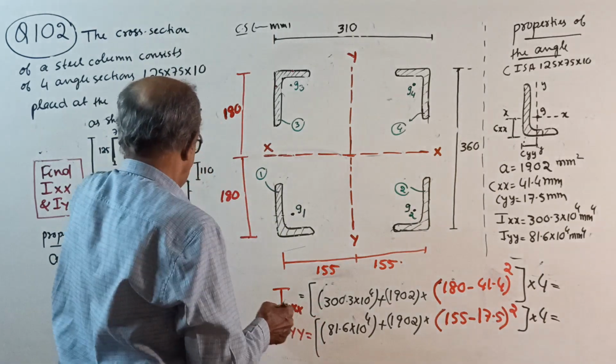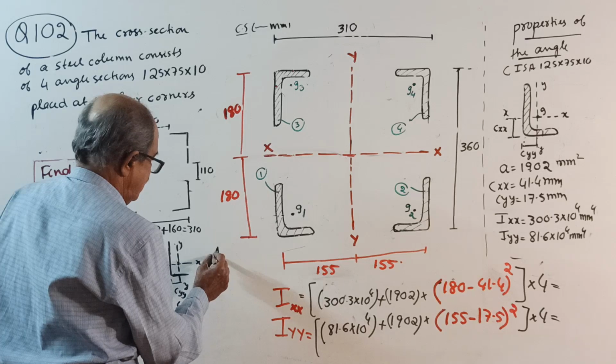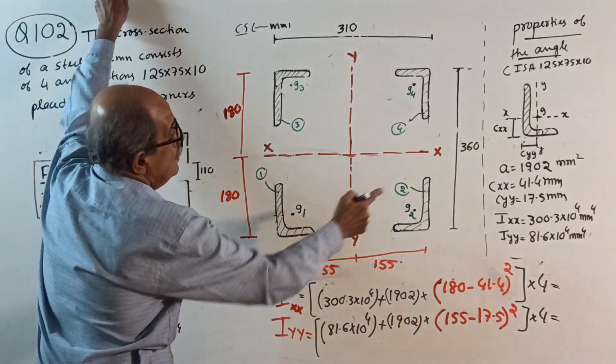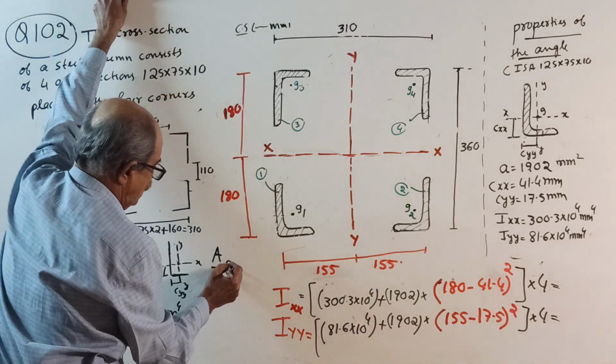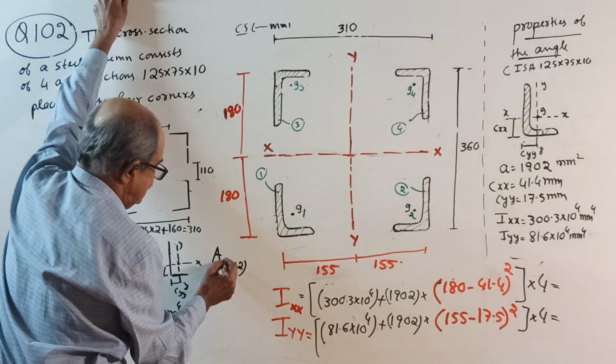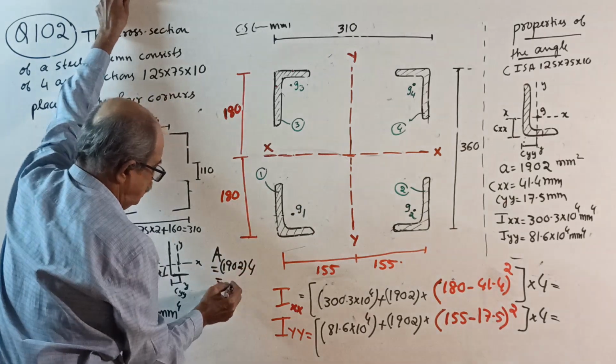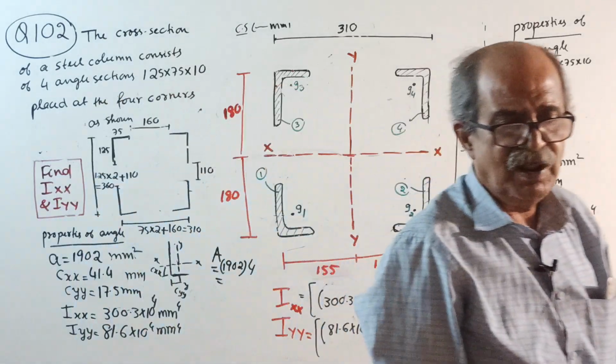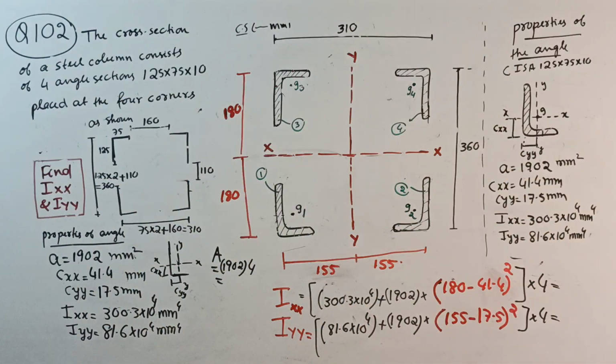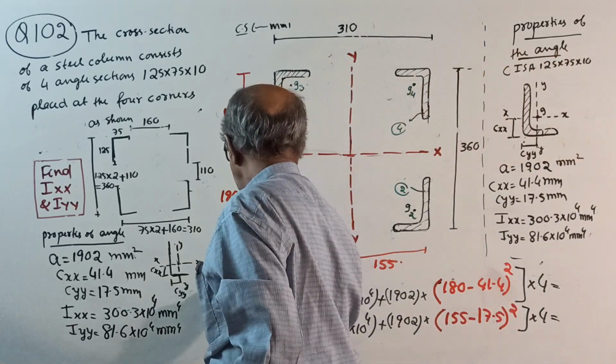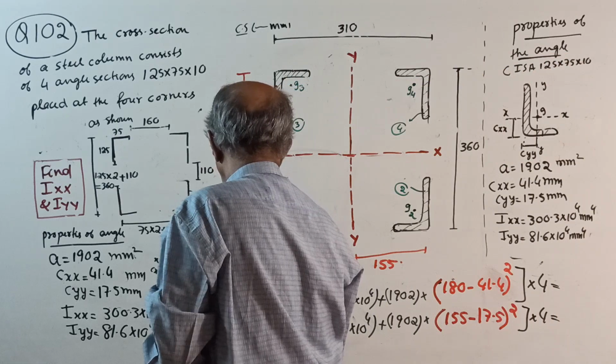Make a note. First, area. 1902 is the area of one angle. Multiply by 4, you get the area. I am just checking the camera. Is the bottom visible or not? Oh, visible, no problem. Okay, so area is over. Don't waste time on area. You calculate later. Everything you have to calculate later only.